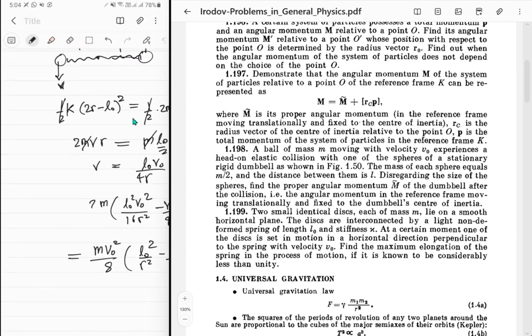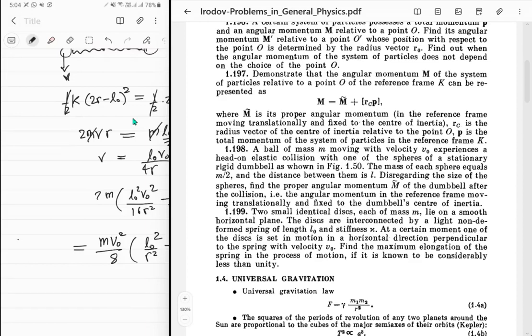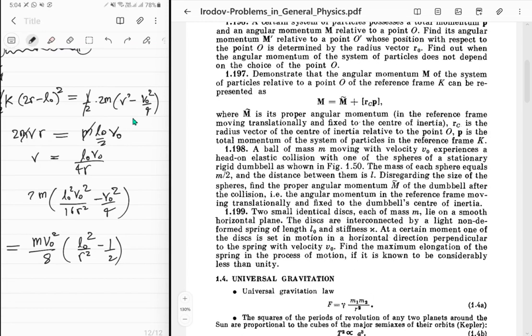And that's going to be equal to kx squared, which is just this thing, k times... oh come on, is that real? What is this? It's so not good. It's a biquadratic without giving me what these are actually. How can I do this? If it's known to be considerably less than unity. Wait, what? Did you say that for real? Oh, wait. That's nice. The maximum elongation of the spring in the process of motion, if it's known to be considerably less than unity.